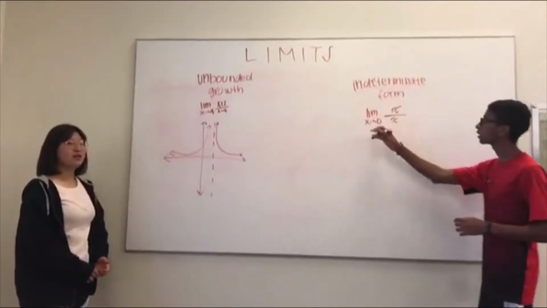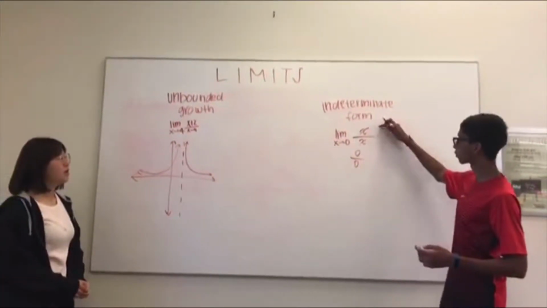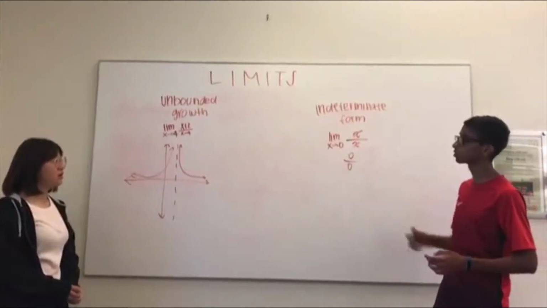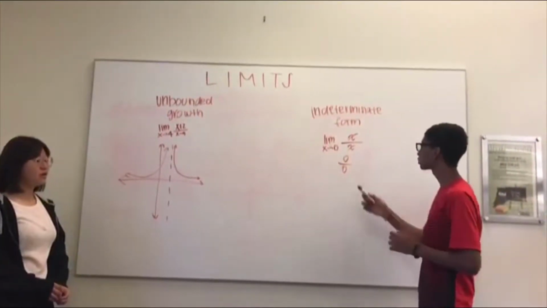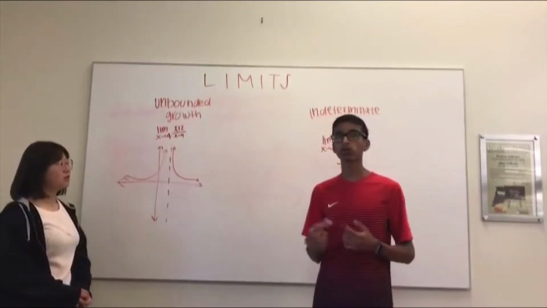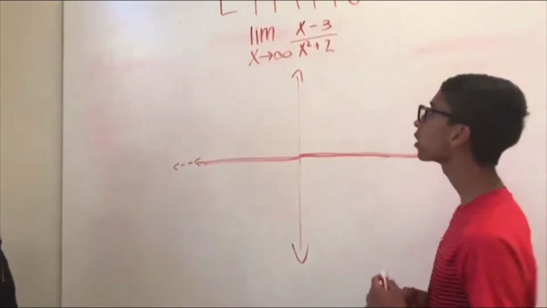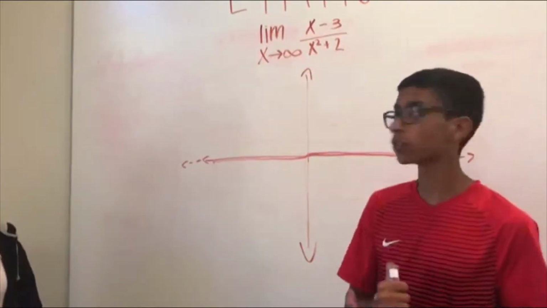If you put in this function, the limit as x approaches 0 of x over x, you get 0 over 0, which is indeterminate form. However, you can still find the limit of this, you just have to find it numerically or graphically. So next we'll explain how to solve limits as x approaches infinity.